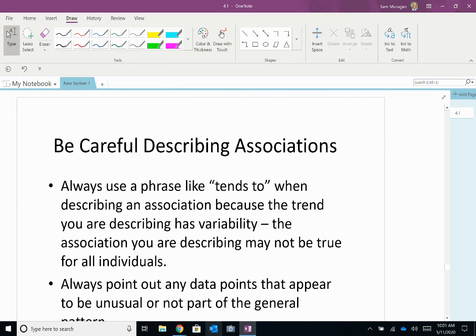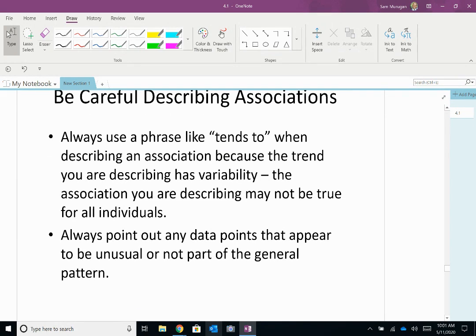All right, things to be careful. Always use phrases like "tends to" when describing an association, because the trend that you're describing has variability. The association you're describing has variability, okay? The association you'll be describing may not be true for all individuals. And then, secondly, always point out any data points that appear to be unusual or not part of the pattern. And we remember these are called outliers.